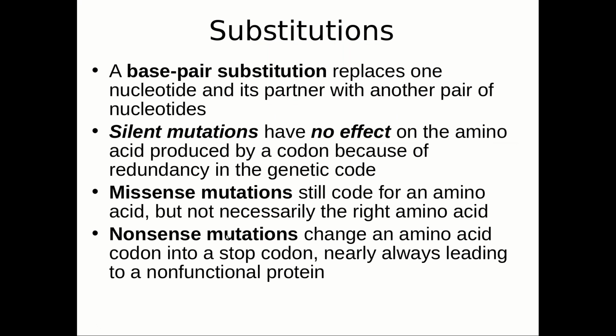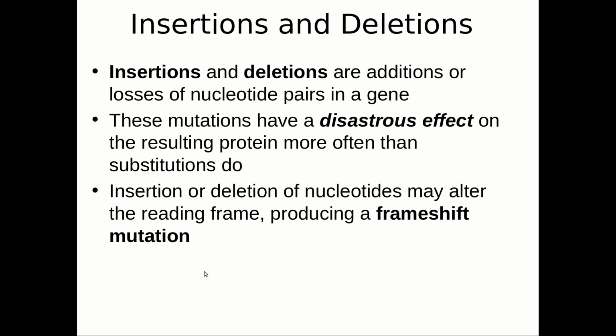Now substitutions are just changing the sequence a little. You change from an A to a T, and often they are silent. They have no effect. Missense, they still code for an amino acid, but not necessarily the right amino acid. If this is not in an important region, it might not do anything. And nonsense can change the amino acid codon into a stop codon. So if you do that, you're almost always going to lead to something. If that last part was important at all, it's not going to be there. So of course that's going to change what's happening with that protein.